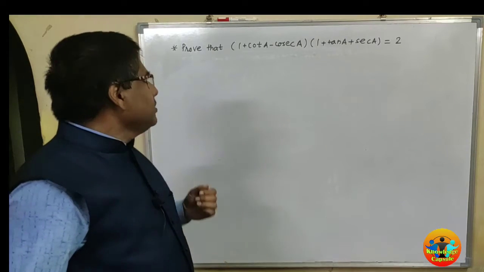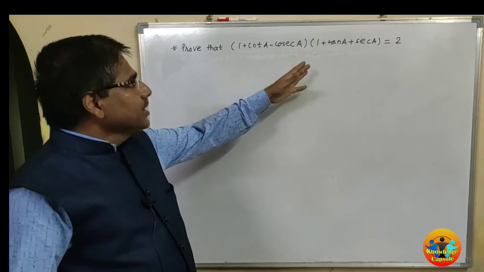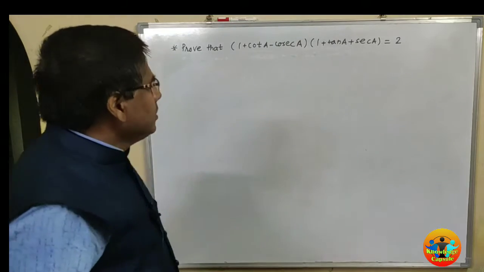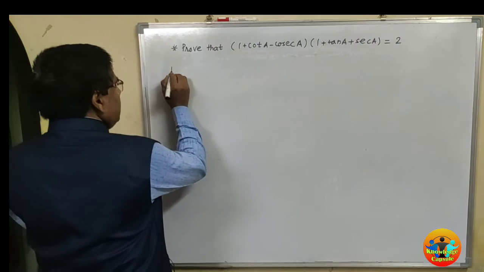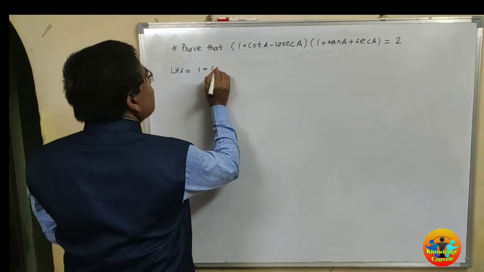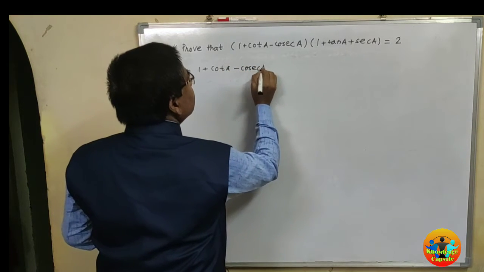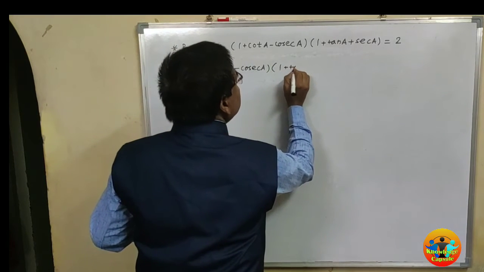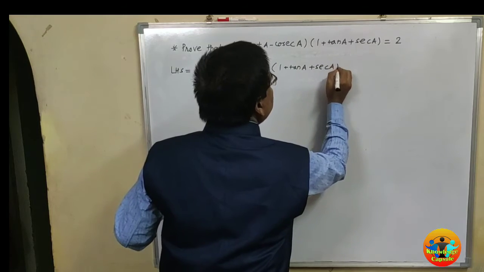Now the next problem is, prove that 1 plus cot A minus cosec A into 1 plus tan A plus sec A is equal to 2. Now once again let us take the left hand side of the equation. LHS is equal to 1 plus cot A minus cosec A into 1 plus tan A plus sec A.